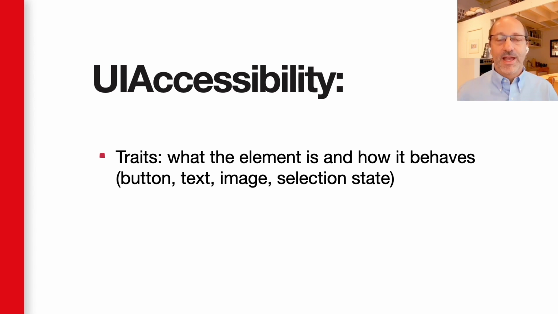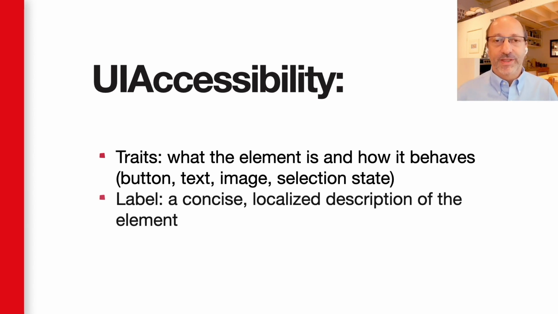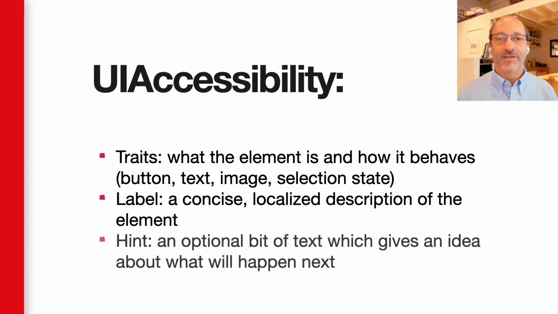One is traits, and a trait has to do with what this specific user interface element does. Is it a button? Is it a slider? Is it just some label? And in terms of label, it's a way of very concisely describing what the user interface element does. So it's a button, and how would you describe it? Is it a play button? Is it a pause button? Is it a stop button? Things like that. And then finally, a hint. A hint kind of marries the two. It gives an idea to the user: if I actuate this particular control, this is what's going to happen. This is what I can look forward to happening next. So these are the three things that we really want to take a look at right now.